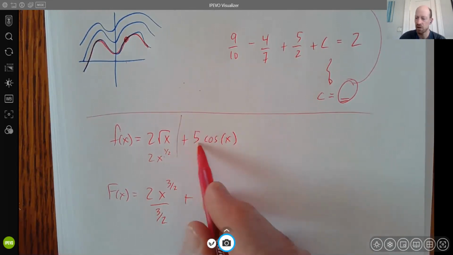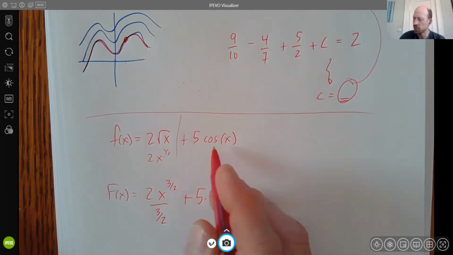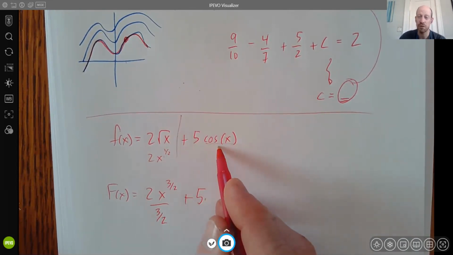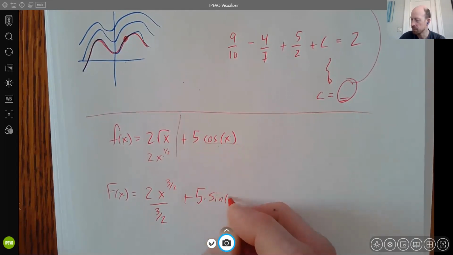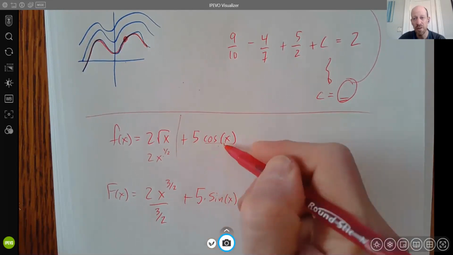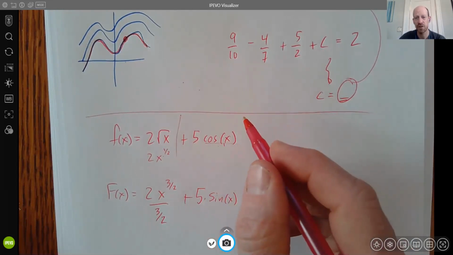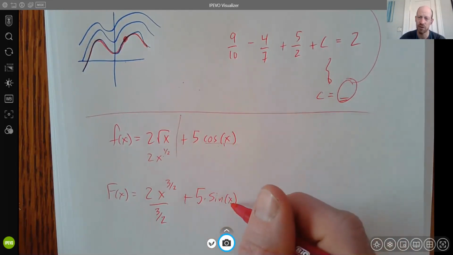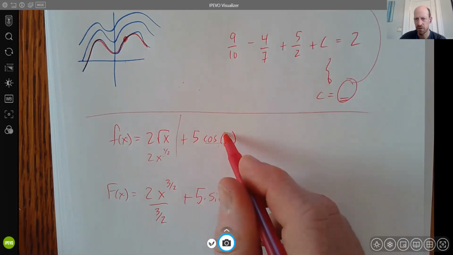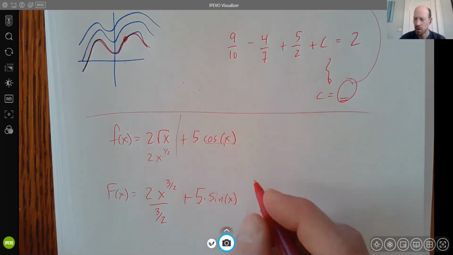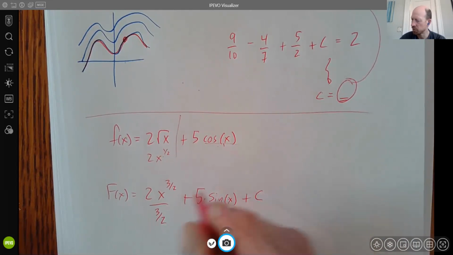The 5 here, I get to just keep as a constant multiple. And then the antiderivative of cosine, it turns out, is sine. The derivative of cosine gives you a negative sign, but the antiderivative of cosine is just sine. And again, I'm checking it mentally by taking its derivative. The derivative of sine is just cosine, so that works. And then I'm remembering to put in my plus C.